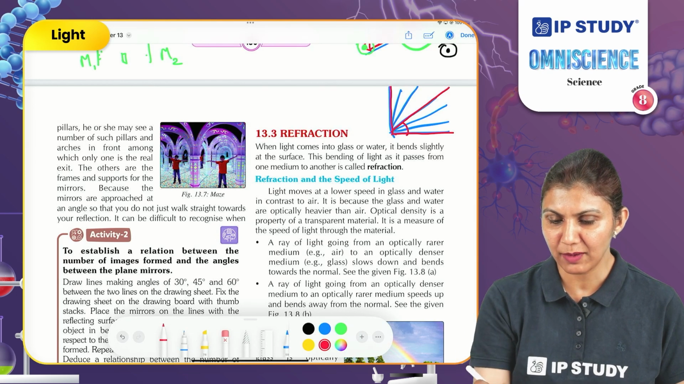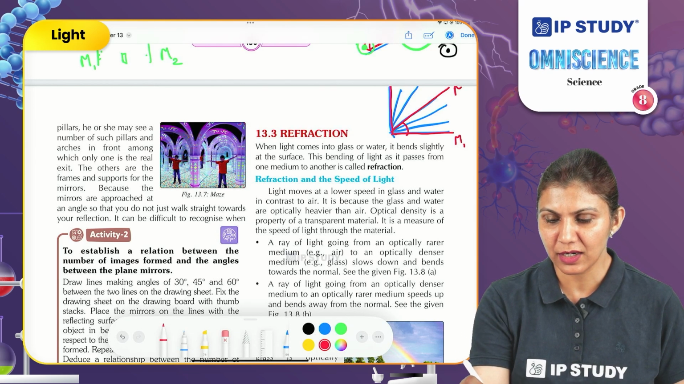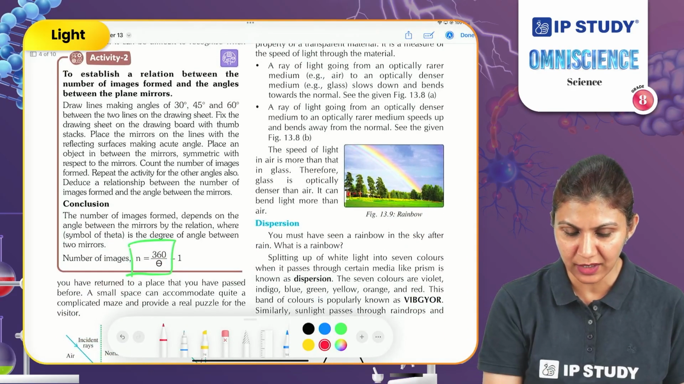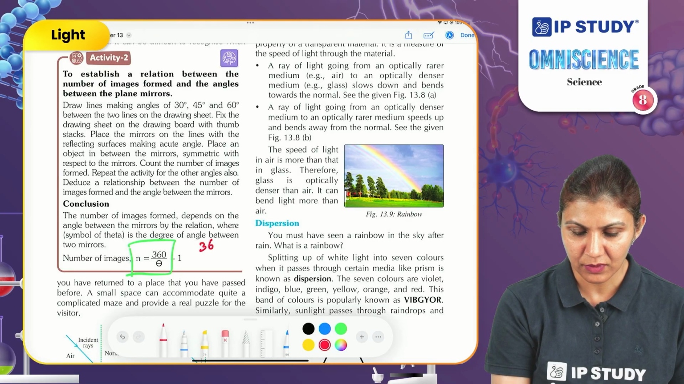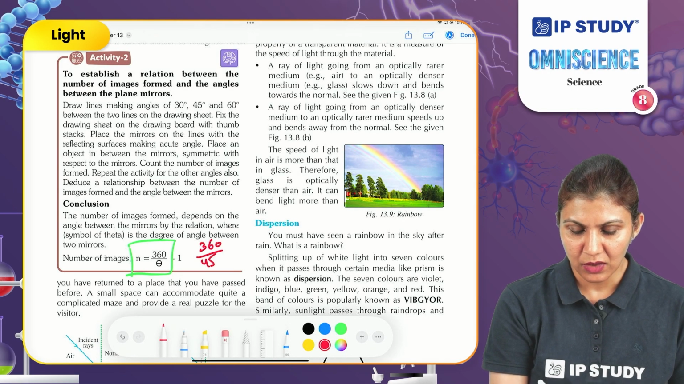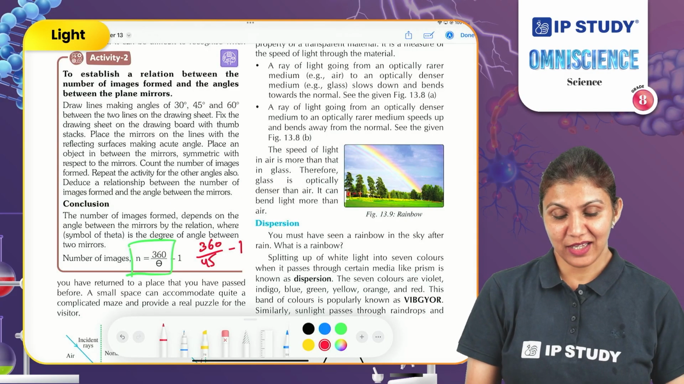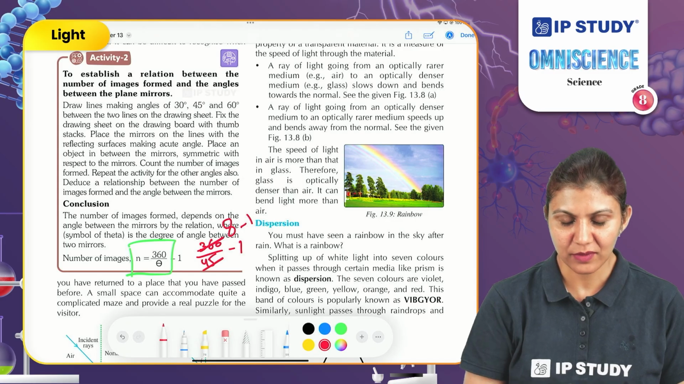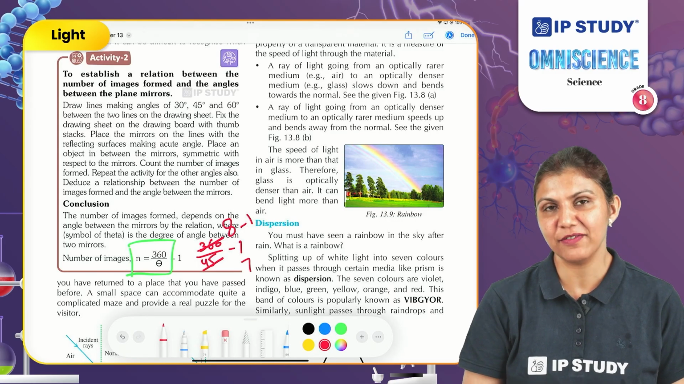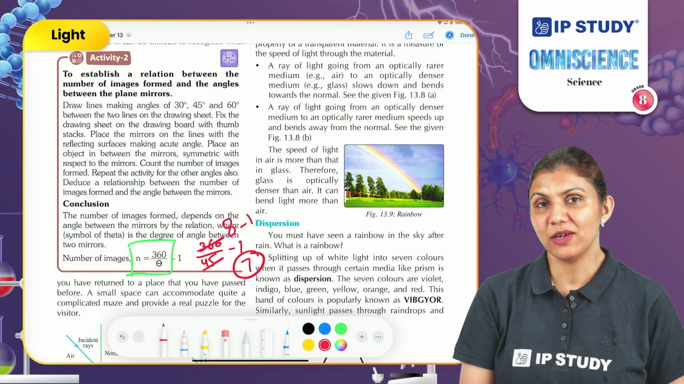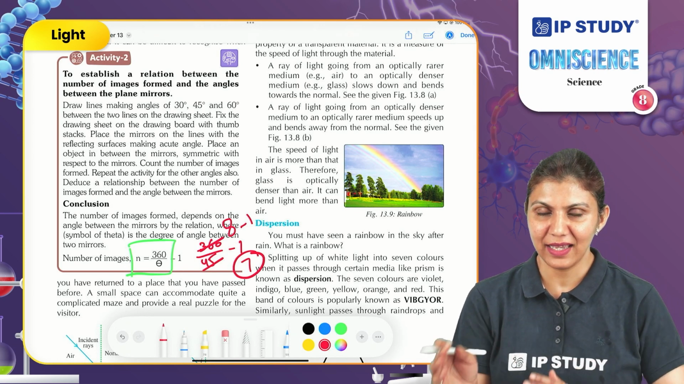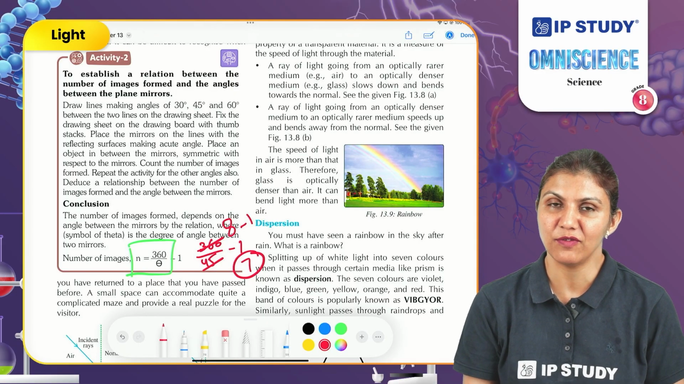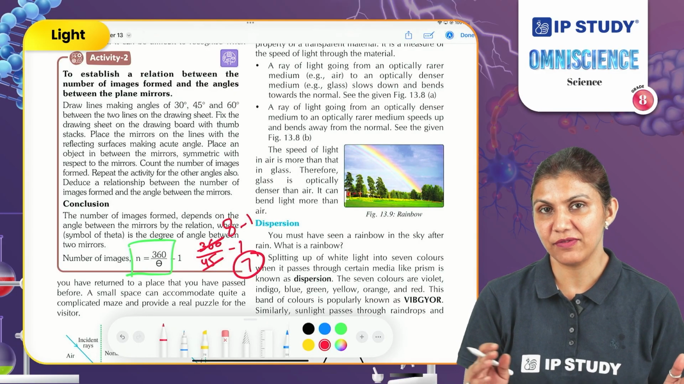What if these mirrors are arranged at 45-degree angle? It means the angle between two mirrors, mirror number 1 and mirror number 2, is 45 degree. So find out the count of the images formed there by placing the value in the formula, 360 divided by 45, minus 1. So if you place these values in the formula, you will find 8 minus 1. So how many images will be formed? 7 images will be formed. So that's how you can test different angles by arranging the mirrors in different angles, and you can find out how many images are formed when mirrors are placed at different angles with each other.